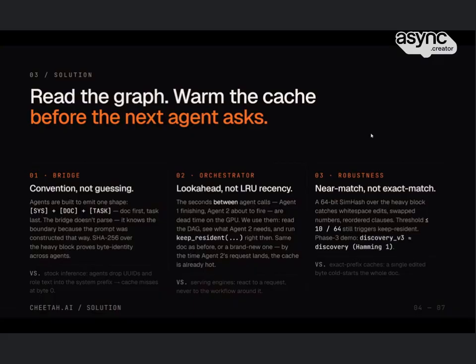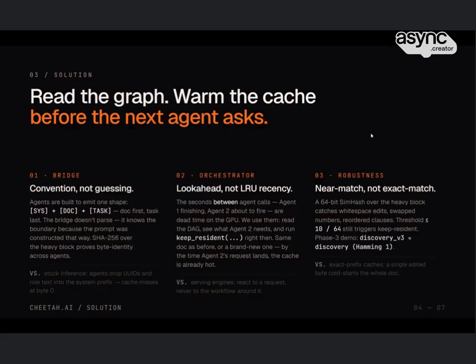Second, even if the document is different, we have the orchestrator, which uses the dead time between agent calls, in which it reads the workflow YAML, sees what agent is coming next, and preloads the relevant documents. So the cache is already there when the next agent arrives. Within the orchestrator, we also have smart eviction, which is forward looking. So we drop what the next agent won't need instead of using LRU recency.